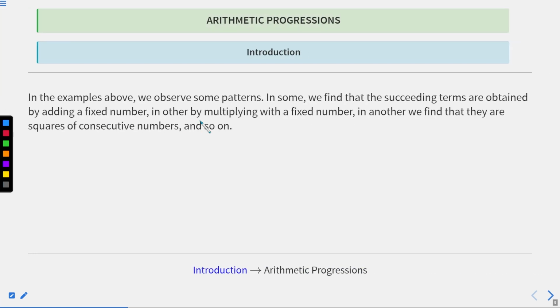Now, in the examples above, we observe some patterns. In some, we find that the succeeding terms are obtained by adding a fixed number, or in other words, by multiplying with a fixed number. In others, we find that they are squares of consecutive numbers and so on. So in the previous examples, we observe some patterns, and we find that the succeeding terms are obtained by adding or subtracting a fixed number.